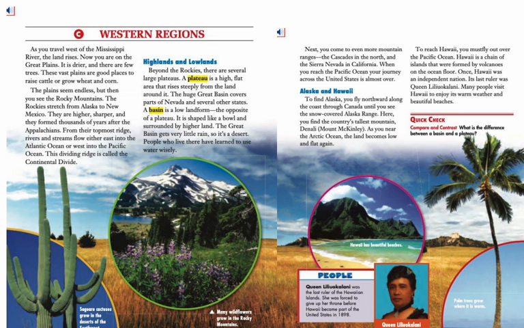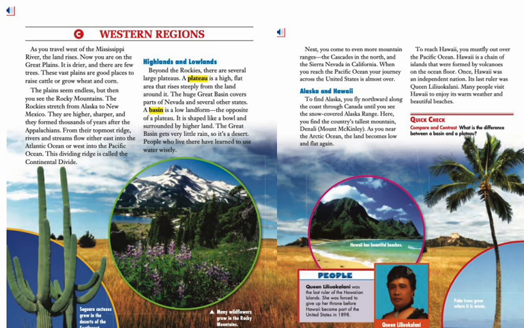Highlands and lowlands. Beyond the Rockies, there are several large plateaus. A plateau is a high, flat area that rises steeply from the land around it. The huge Great Basin covers parts of Nevada and several other states. A basin is a low landform, the opposite of a plateau. It is shaped like a bowl and it is surrounded by higher land. The Great Basin gets very little rain, so it's a desert. People who live there have learned to use their water wisely.